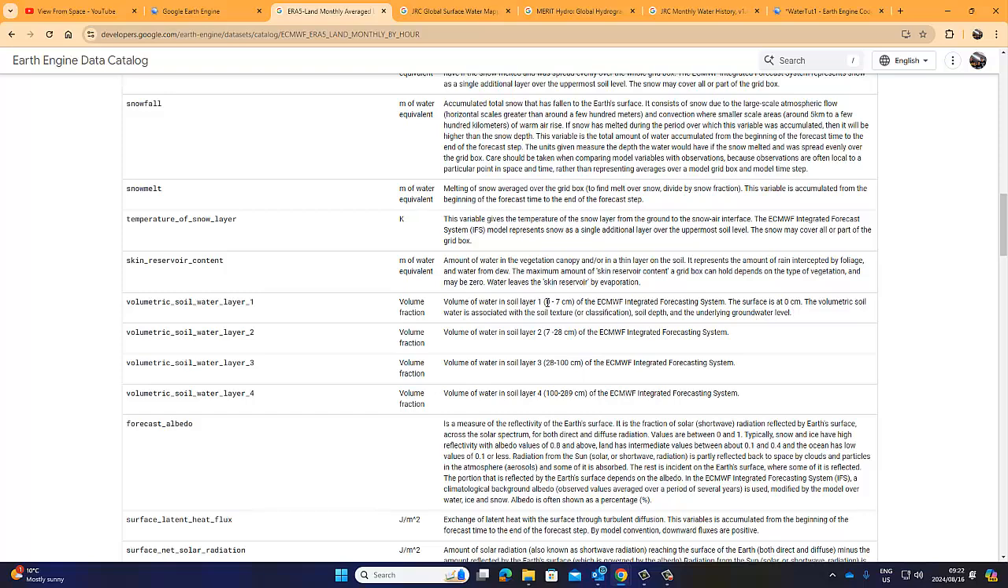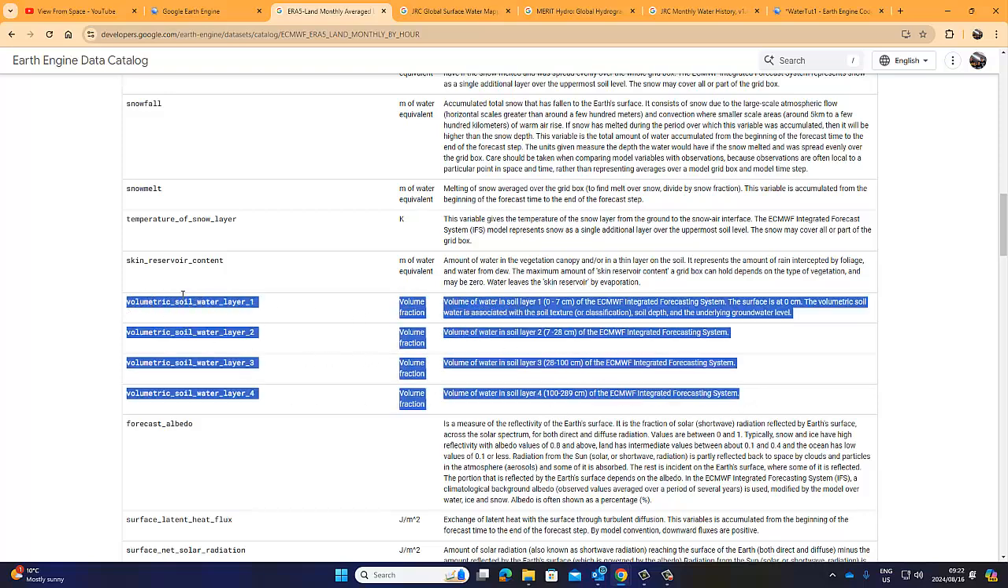So this is 0 to 7 centimeters underground. This is 7 to 28, which is layer 2. Layer 3 is 28 to 100 centimeters. Level 4 is 100 to 300 centimeters. So this measures, I would assume, the volume of water within those different levels of soil underground, below surface.